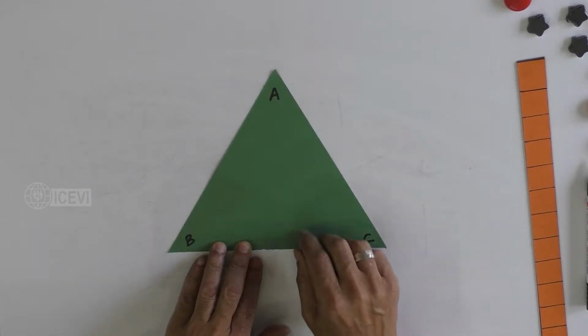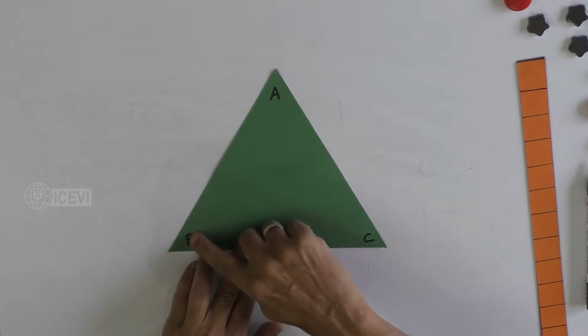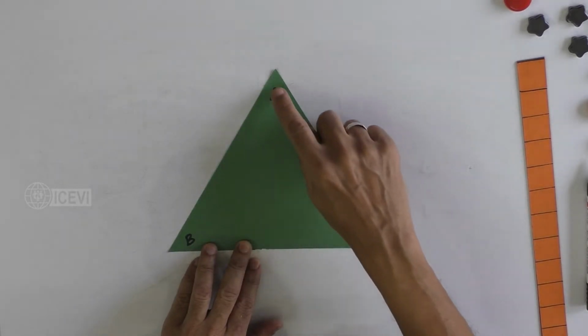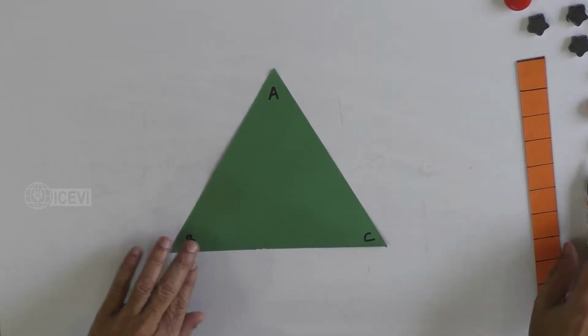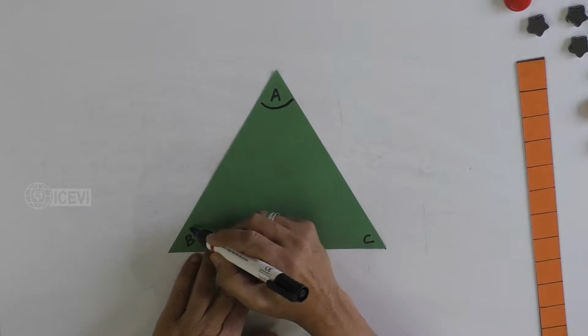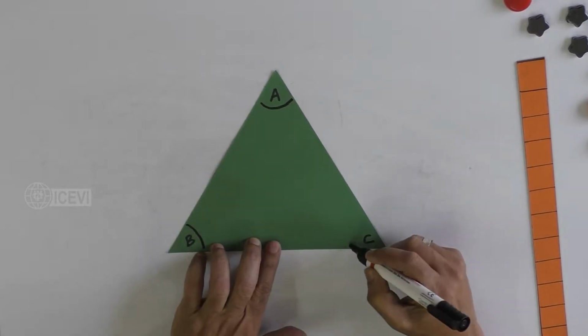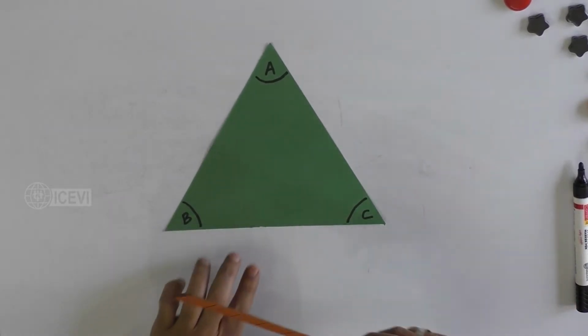Let us take this triangle A, B and C. Now AB is a side, AC is a side and BC is a side. Similarly, we have angle A, angle B and angle C. Now what is special about this triangle?